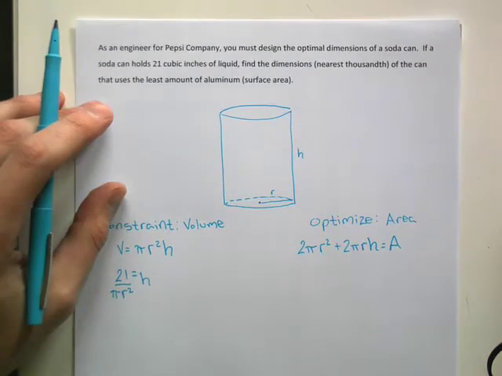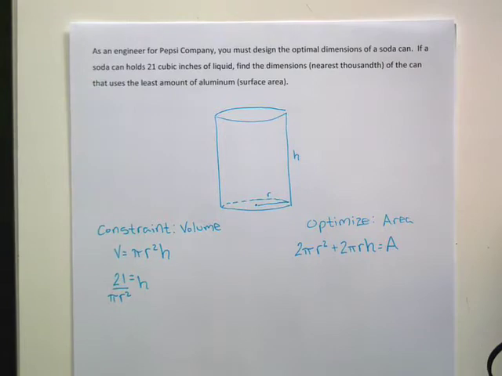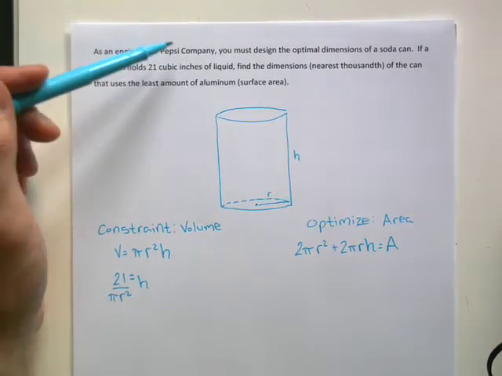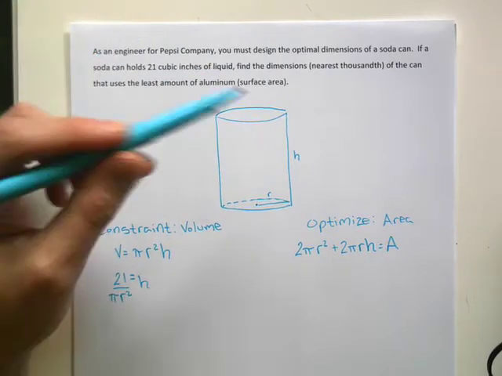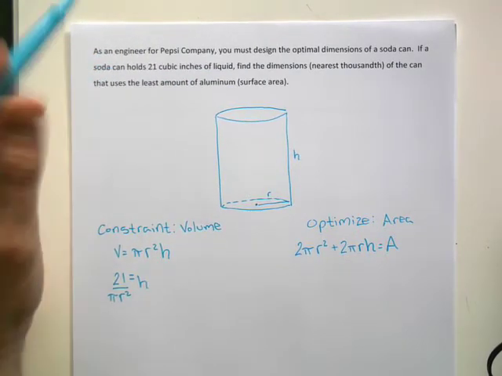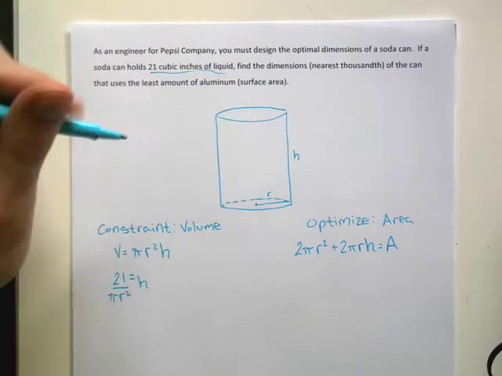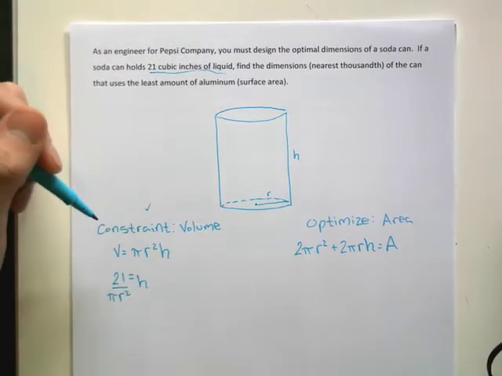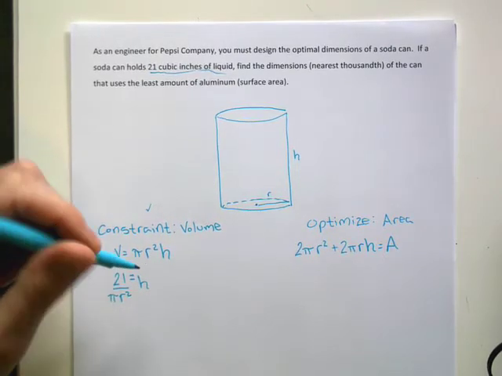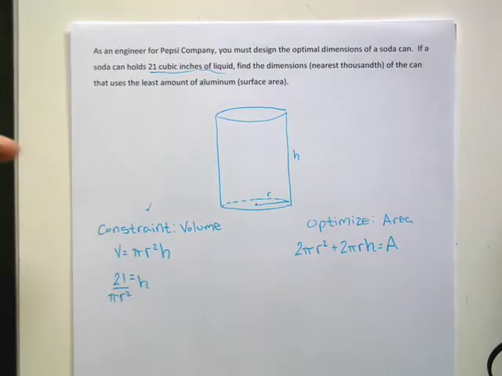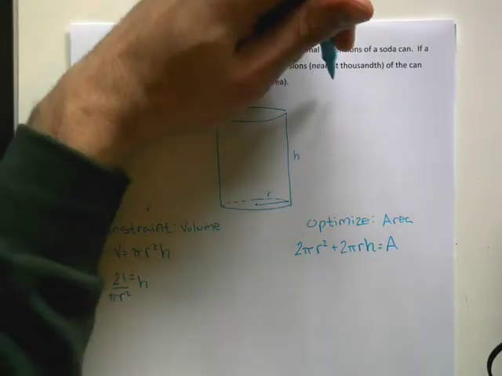I went ahead and did the first few steps of this. I might go a little bit quicker. On this second one, it just says, as an engineer for the Pepsi Company, you must design the optimal dimensions for a soda can, which is going to be a cylinder. If a soda can holds 21 cubic inches of fluid, okay, there's your constraint. 21 cubic inches is your volume, and your volume is equal to pi r squared h. It says find the dimensions to the nearest thousandth.